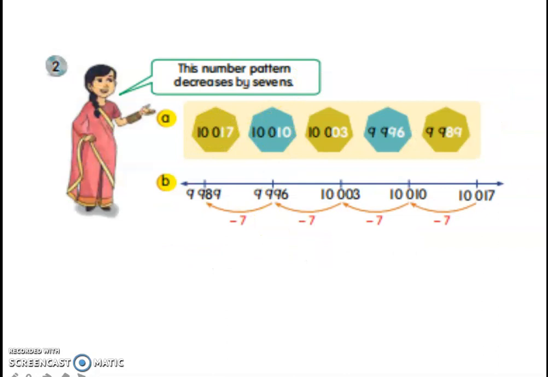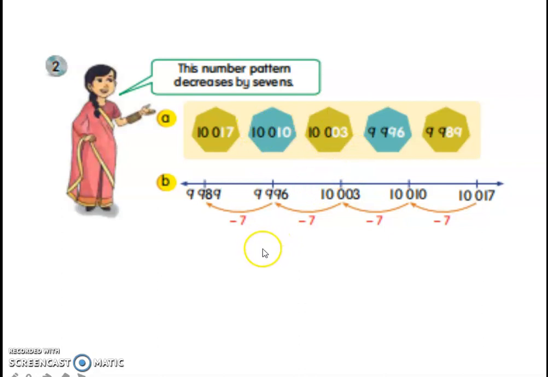There are 5 numbers here: 10,017, 10,010, 10,003, 9,996, 9,989. Let's see. Do the numbers become bigger or smaller? It becomes smaller and smaller, so that means it is decreasing. We need to find out by how much it decreases.